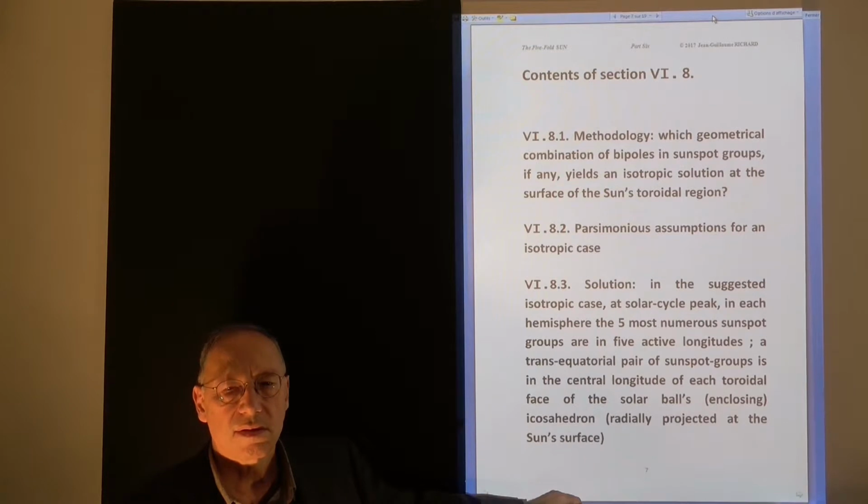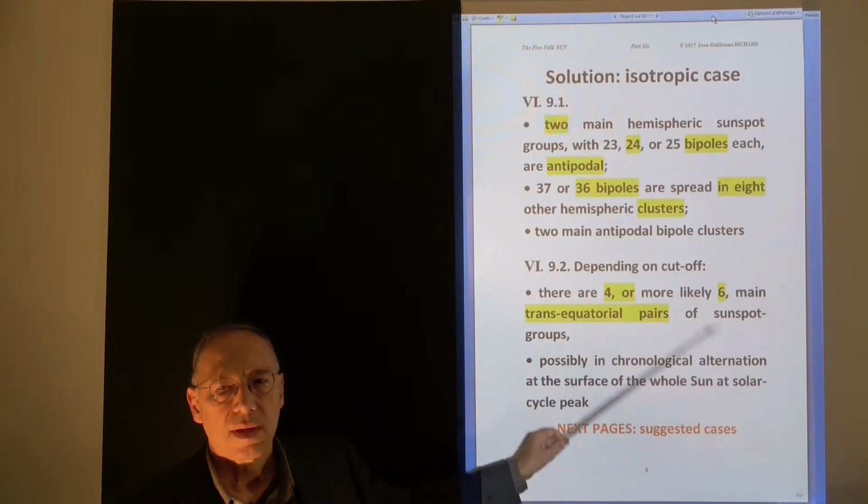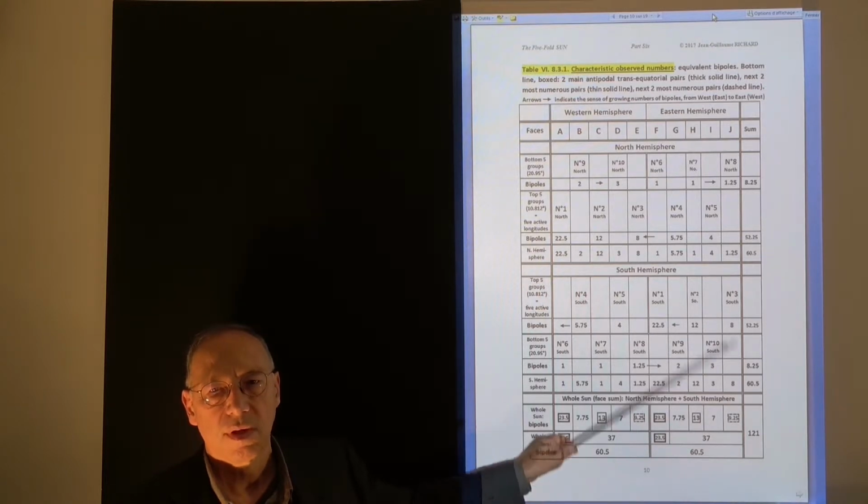These are the contents of the 8th section of part 6 in the Fivefold Sun as a book. Here are the parsimonious assumptions. This is given here for the record. Please have a look at it if you wish. I will not go into it now. And this is now the description of the isotropic case. We now go briefly into the structure of this proposed solution.